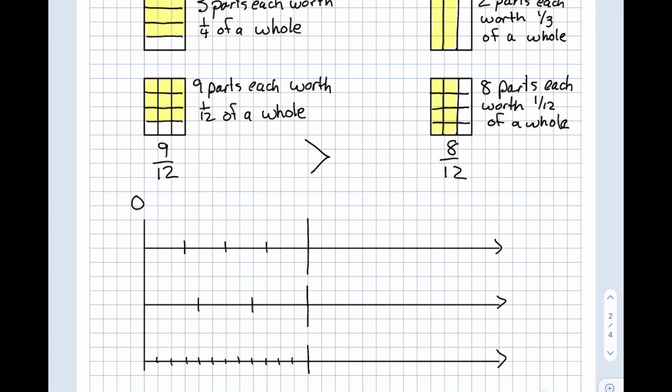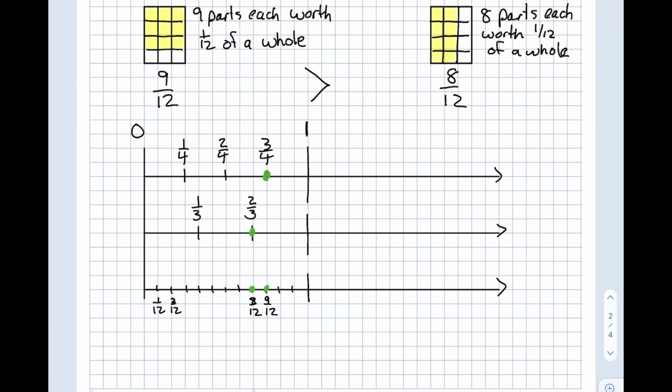In this case, it's important that we have the same distance between 0 and 1, regardless of what fraction we're talking about, so the same whole. And then I can mark my fourths. I can see that 3/4 is going to be further to the right than my 2/3. Since 9/12 is to the right of 8/12, it's greater than 8/12. The distance between 0 and 9/12 is greater than the distance between 0 and 8/12.